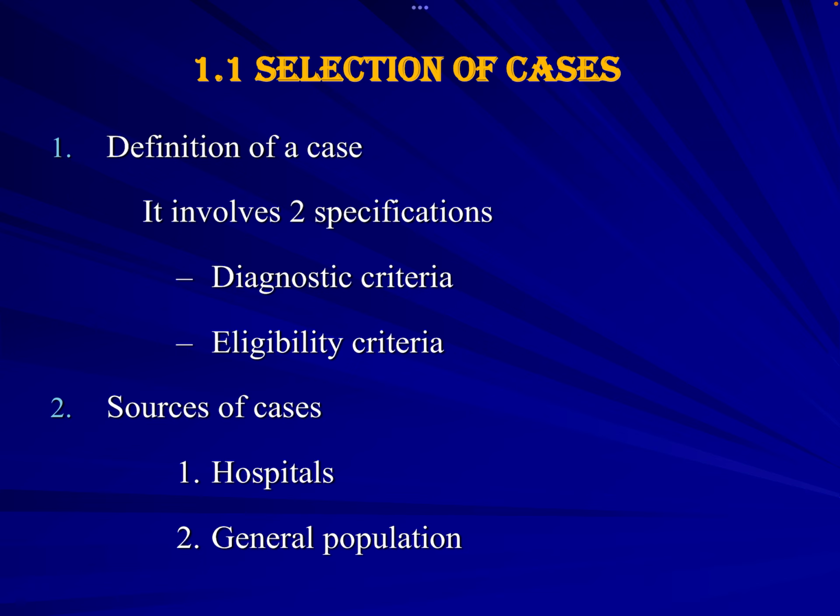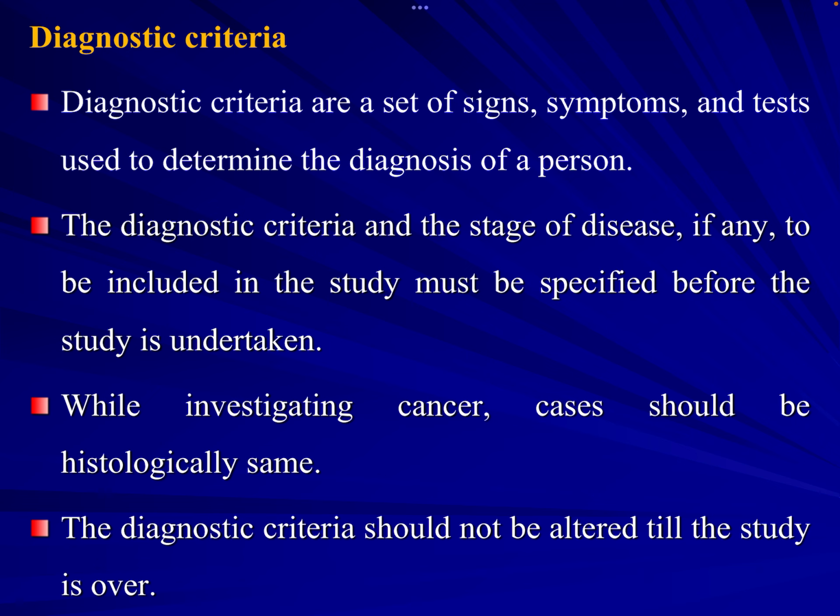Then we have to think about the sources of cases. You can select cases from hospitals or from the general population. So what is this diagnostic criteria? Diagnostic criteria are a set of signs, symptoms and tests used to determine the diagnosis of a person.